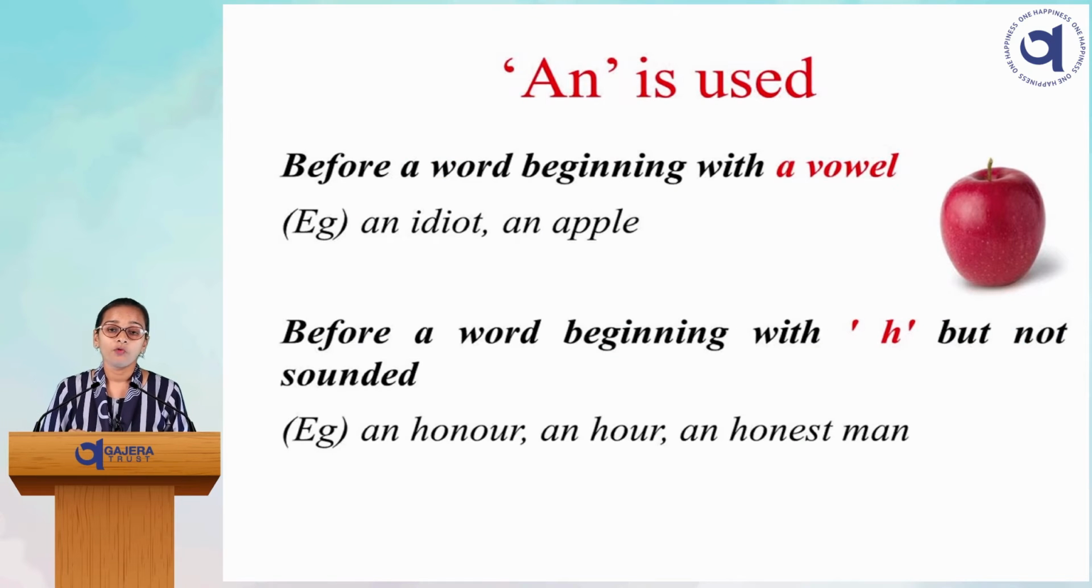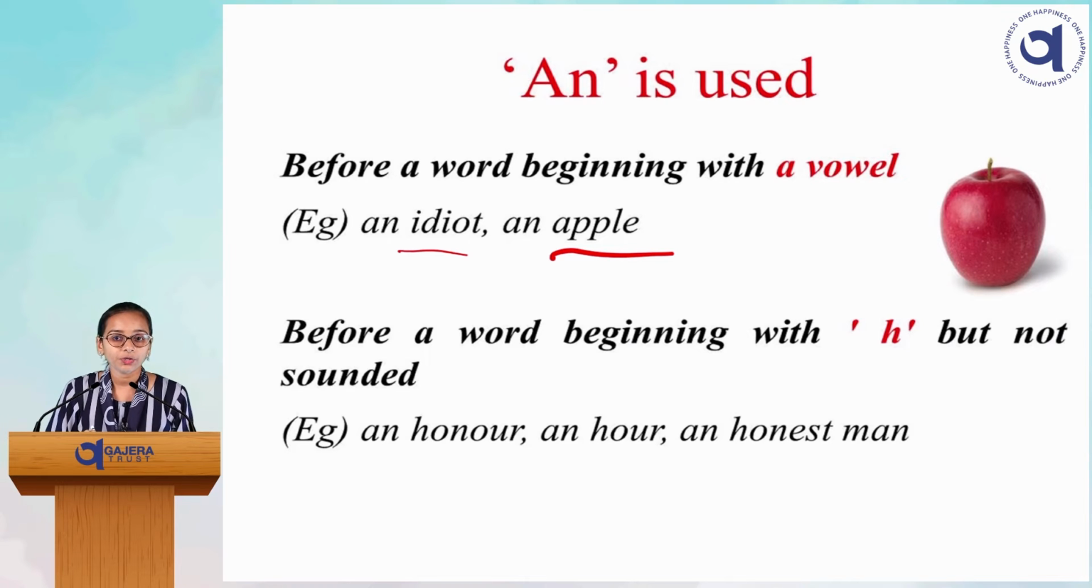Now, where to use An? Before a word beginning with a vowel. For example, an idiot, an apple. Here you can see that the first letter is I, and here the first letter is A. So we have to write An.